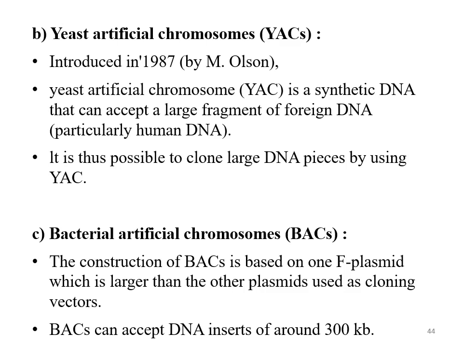Another important synthetic DNA chromosome is bacterial artificial chromosome. So the construction of the bacterial artificial chromosome is based on one F plasmid, which is larger than the other plasmids used as the clone vectors. So bacterial artificial chromosomes can accept DNA inserts of around 300 kb.